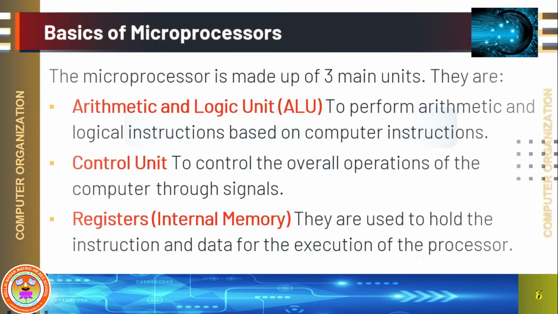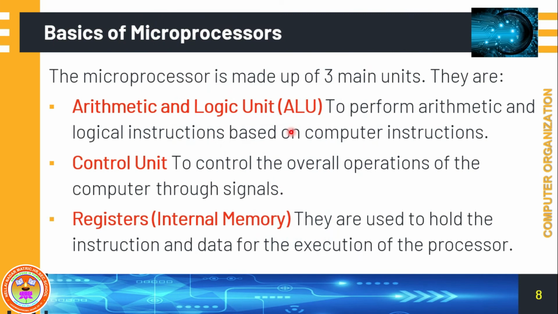Yes. Next, as per the diagrammatic representation, the microprocessor is made up of three main units. What are the main units? Already we know well. Number one, the ALU, that is the arithmetic and logic unit. It is the unit present inside the CPU. It performs all the arithmetic calculations and logical instructions based on the computer instructions. So as per the instructions we give, the arithmetic and logic unit performs them.